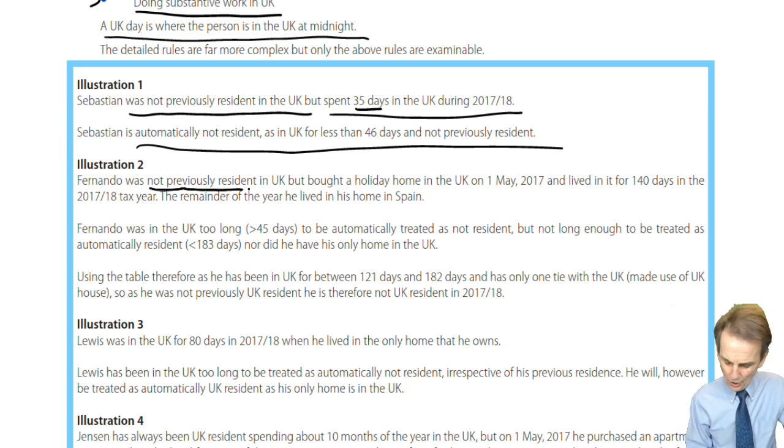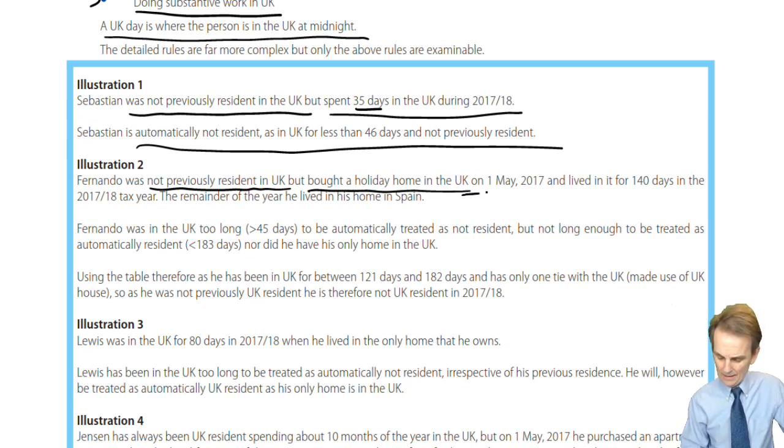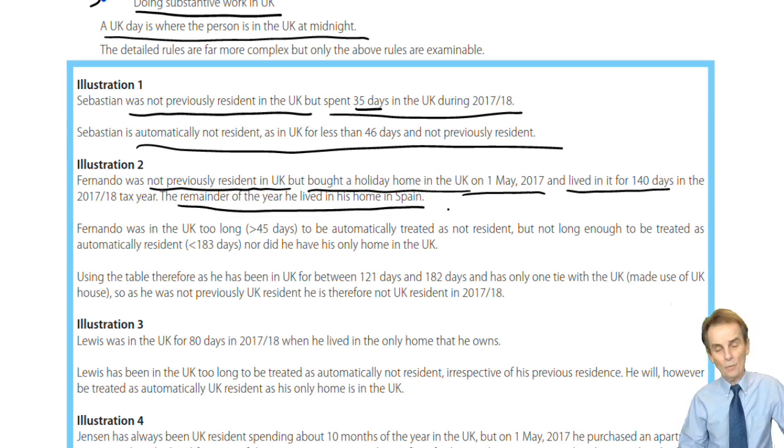Again, Fernando was not previously resident in the UK, but bought a holiday home in the UK on the 1st of May 17 and lived in it for 140 days within our tax year. The remainder of the year he lived in his home in Spain. So the UK home is not his only home. That again is relevant to us because had it been his only home, he would have been automatically UK resident. But that's not the case.